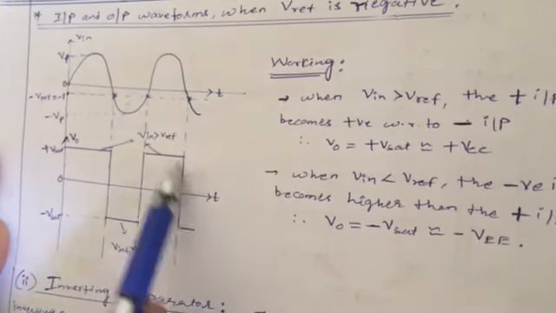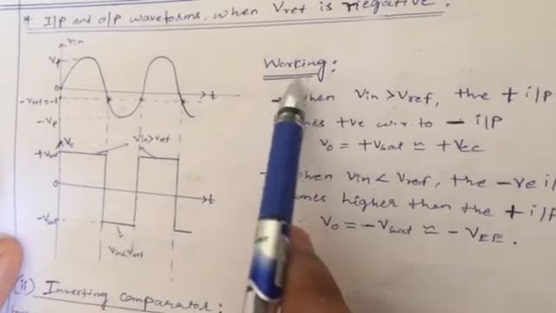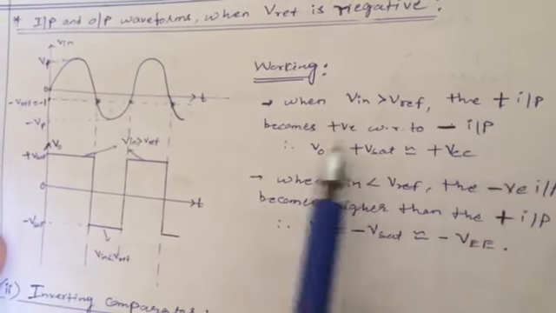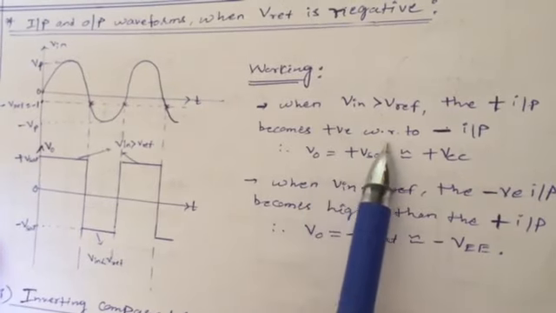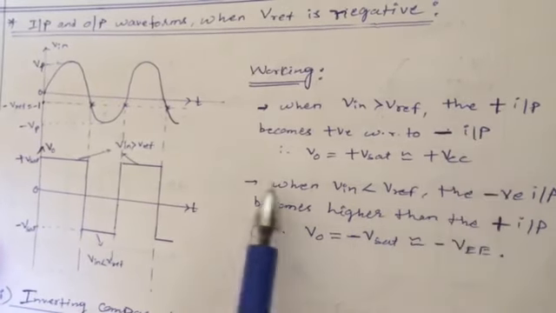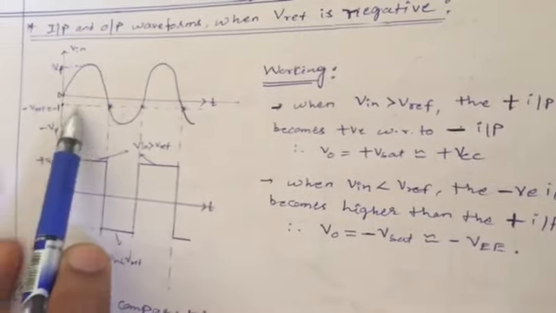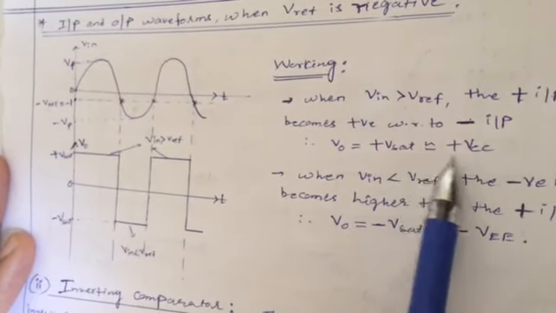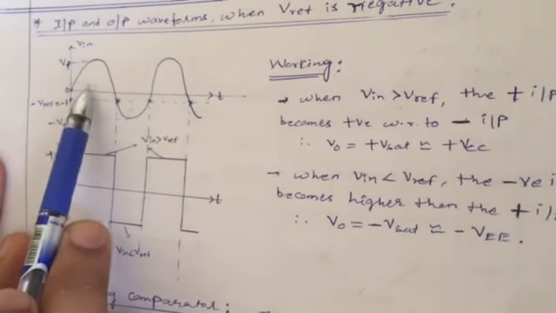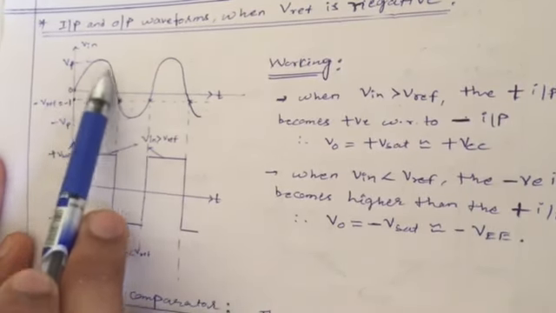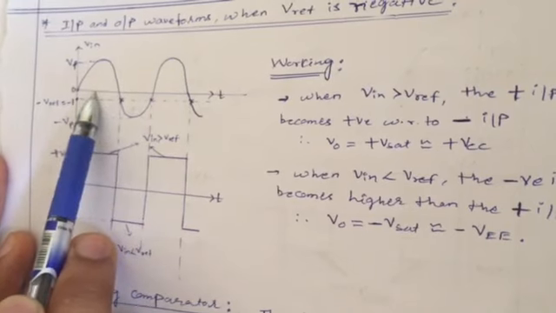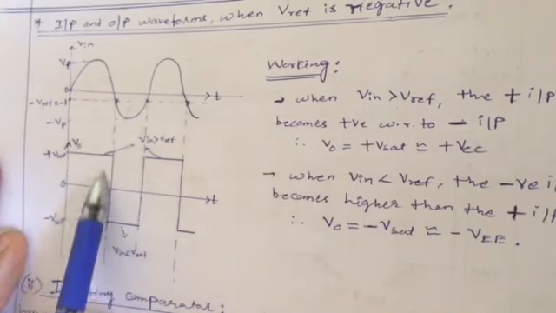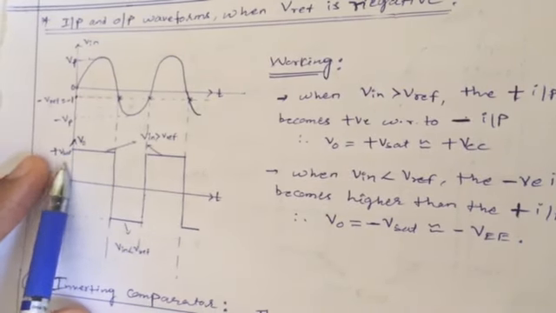Before drawing this output waveform, let us come back and understand the working. When Vin is greater than V reference, the positive input becomes positive with respect to the negative input. That is, when Vin is greater than V reference, my output jumps to plus V sat, that is approximately equal to plus VCC. That is nothing but here, students. This entire portion is the area in the input voltage where Vin is greater than V reference. In this position, my output jumps to plus V sat.